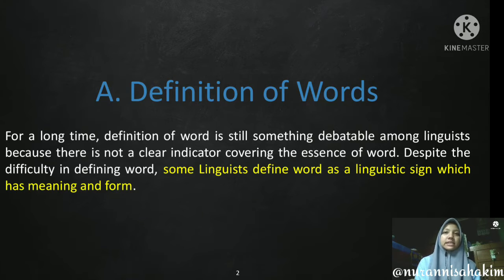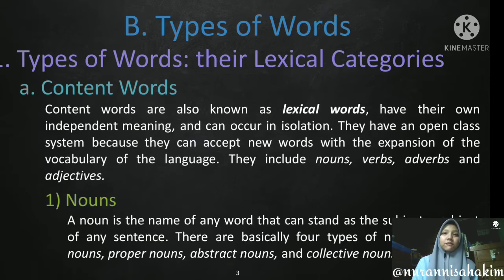Then Katamba defines a word as a particular physical realization of that lexeme in speech and writing. In addition, Delahunty and Garvey define words as the units composed of one or more morphemes. They are also the units of which phrases are composed. In short, it can be concluded that word is a single unit of language that has meaning and can be either spoken or written.